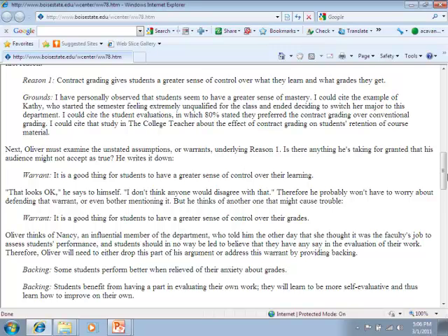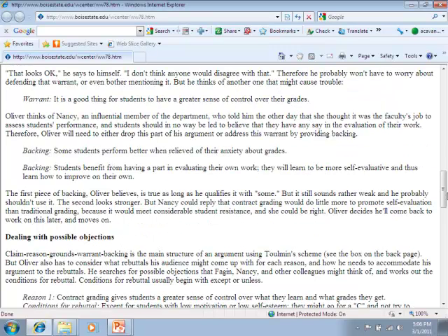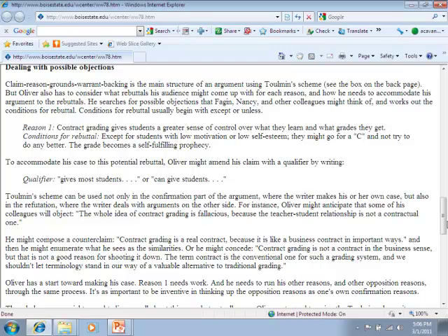The warrant might be that it is a good thing for students to have a greater sense of control over their grades. The backing might be that students benefit from having a part in evaluating their own work. They will learn to be more self-evaluative. A condition for a rebuttal might be that, except for students with low motivation or low self-esteem, they might go for a C and not try to do any better. The grade becomes a self-fulfilling prophecy.